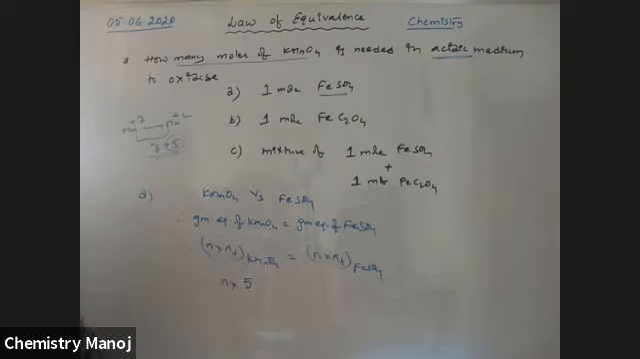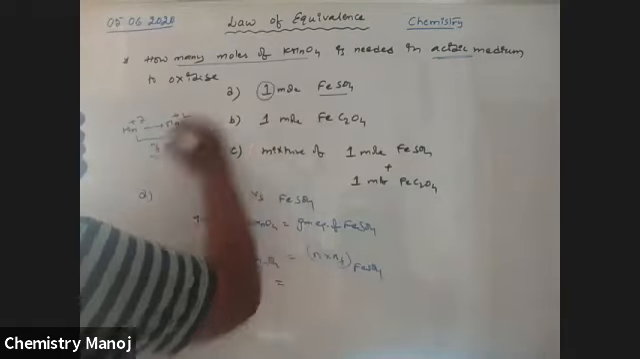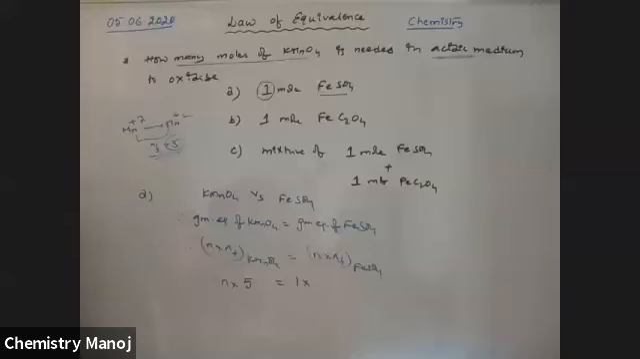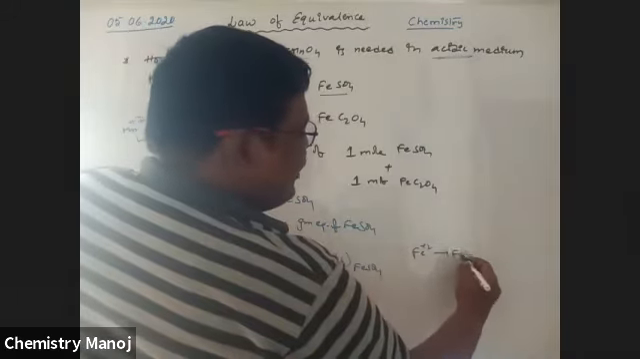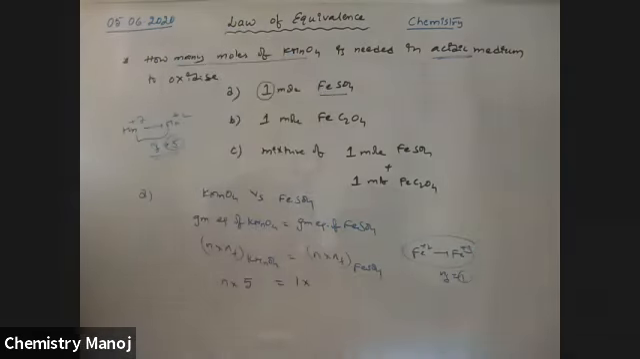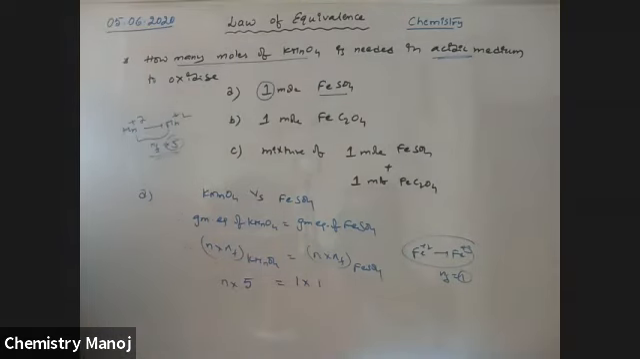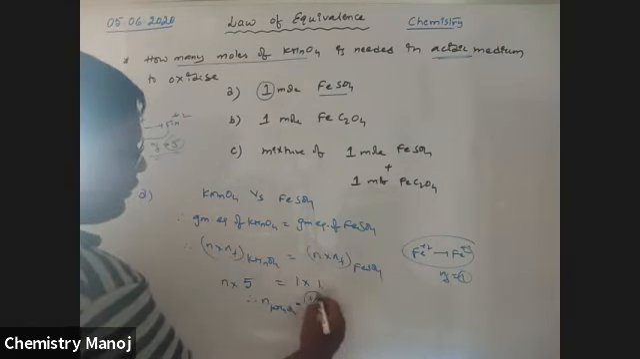5 N. It is from our knowledge. That is equal to N factor of KMnO4. Here, how many moles of FeSO4 is taken? 1 mole into N factor of FeSO4. We know Fe+2 is changed to Fe+3. Here, N factor is equal to 1. Therefore, our answer is, number of moles of KMnO4 is equal to 1 by 5.